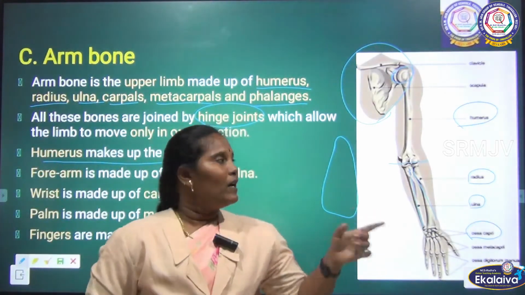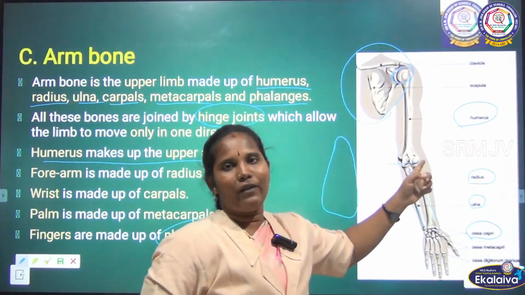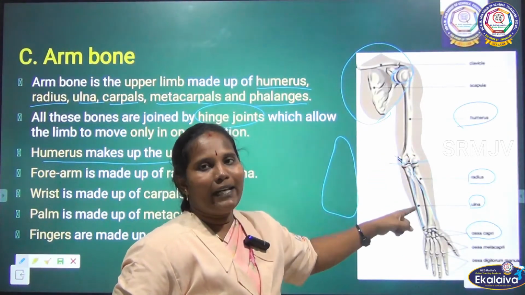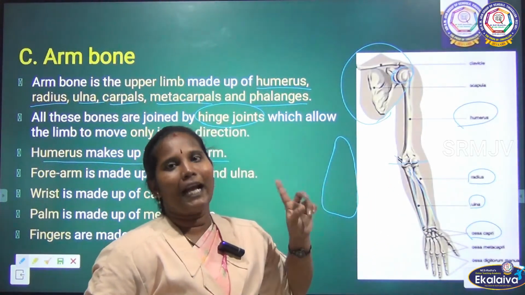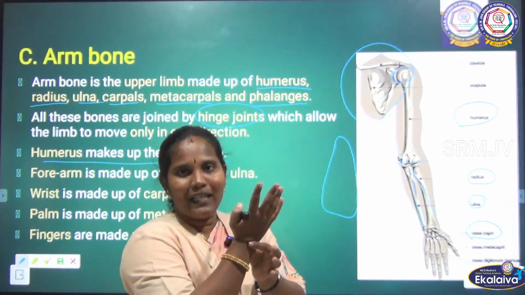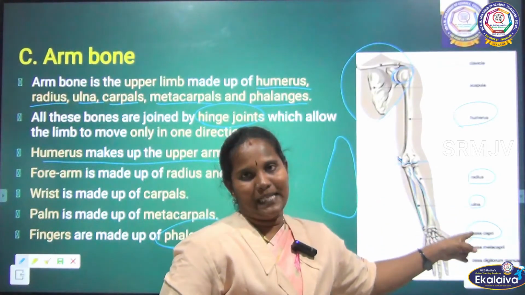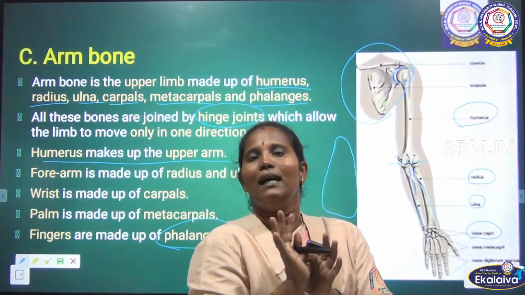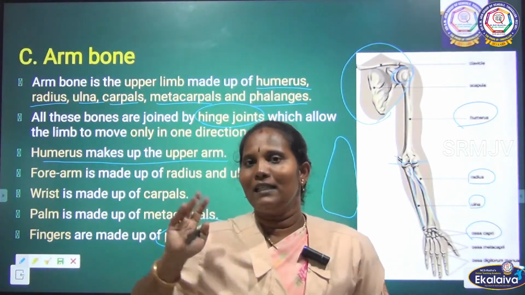Are you clear? First, the upper arm is made up of the humerus bone. After that, through the hinge joint, it is joined with the forearm. Forearm is made up of one, the radius, and another, the ulna. After that, the radius and ulna attach with the palm. Here the wrist is there, and in this wrist small bones are there, called the carpals. In our palm, some bones are also there, the metacarpals. Then our fingers are made up of phalanges. Clear? This is our arms.